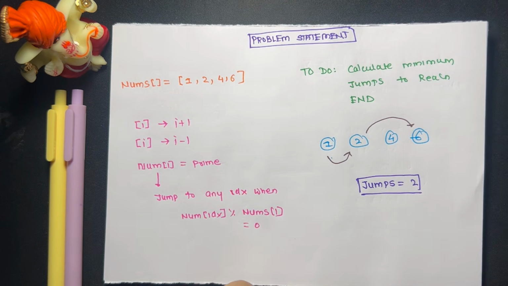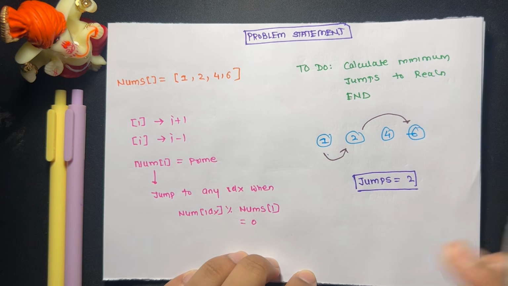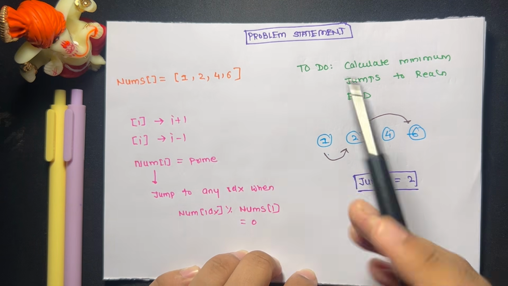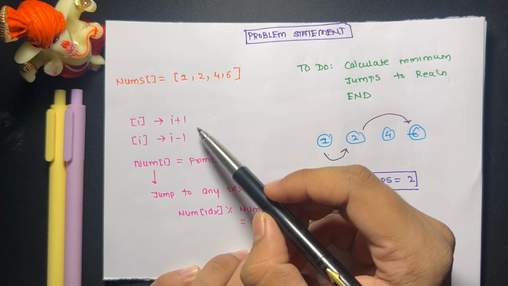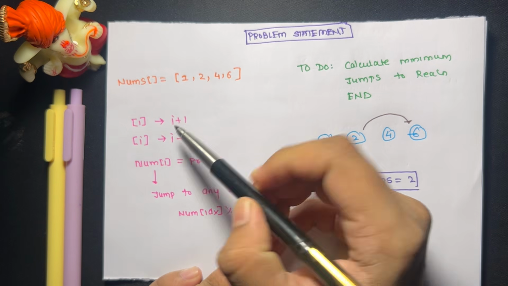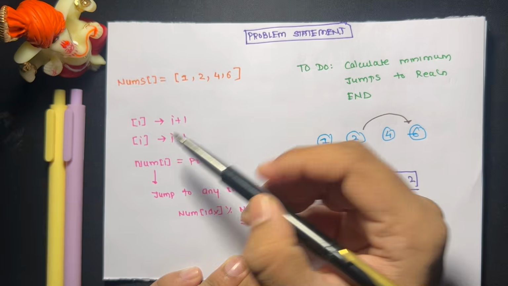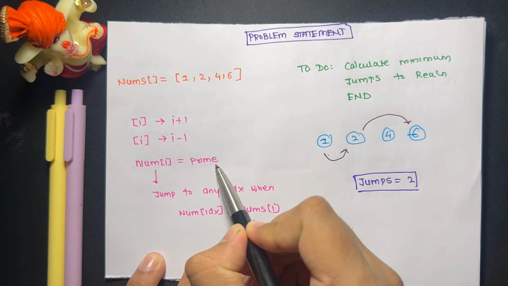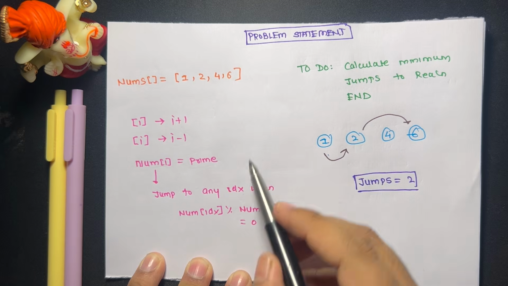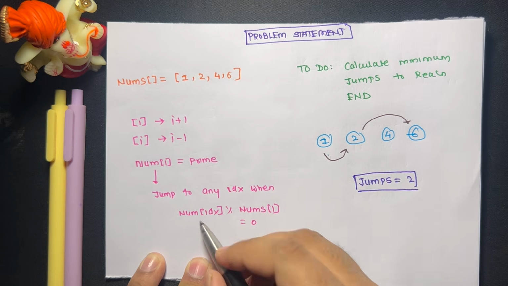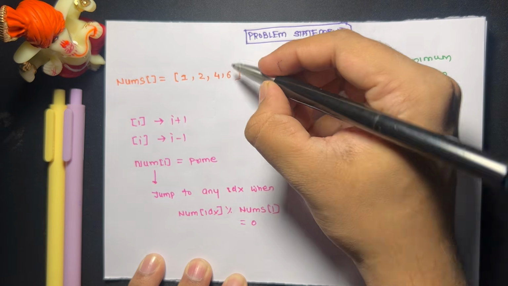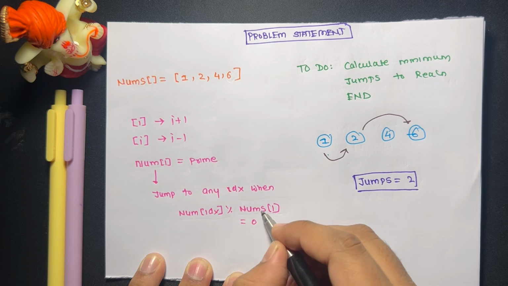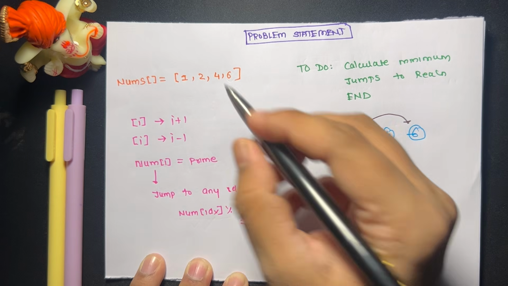Okay, now we have the base for solving this problem. Let's go through the problem statement. So we have been given a nums array and we have been told that we can jump from i to i plus 1 and from i to i minus 1, and one more jump is possible when nums of i is a prime number. Then you can jump to any index where the value is divisible by nums of i. So nums of i is a factor of nums of that index.